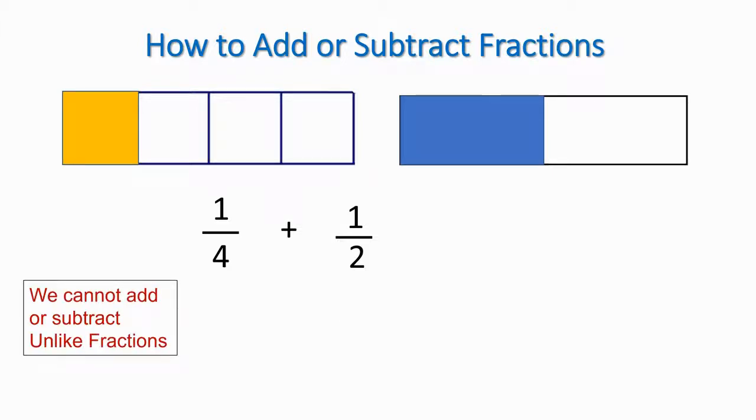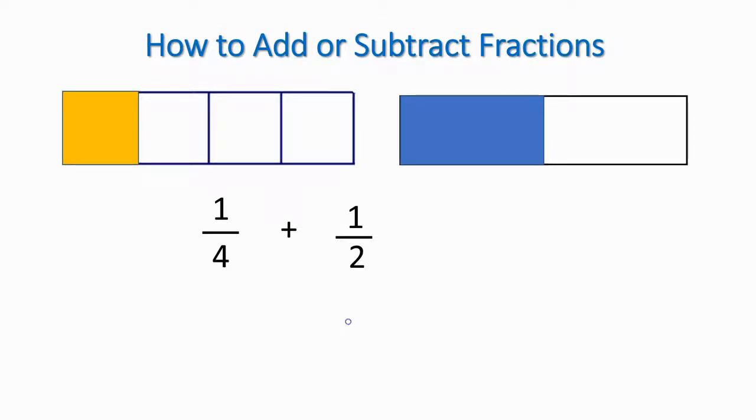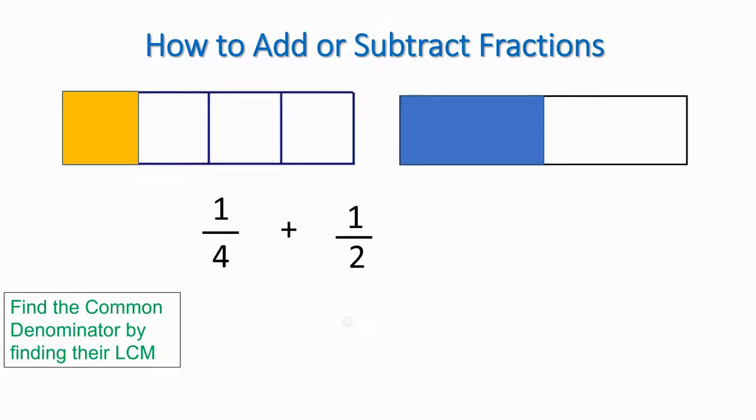So you have 4 and 2. The multiples of 4 are 4, 8, 12. Just start with a few multiples, and the multiples of 2 are 2, 4, and 6. You're going to find the least common multiple from both sets. To find the least common multiple, you find the first number which is common to both, and that's going to be your common denominator. So for 4 and 2, your common denominator is 4.